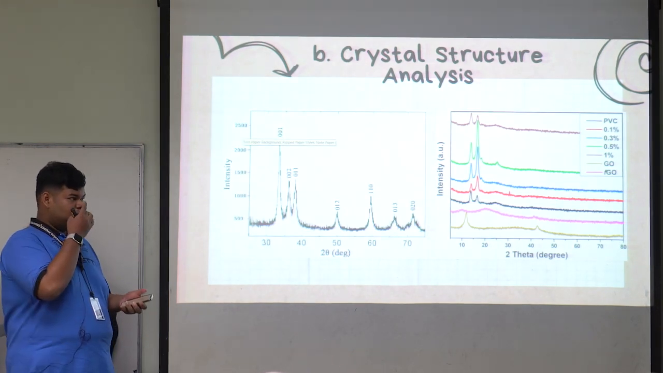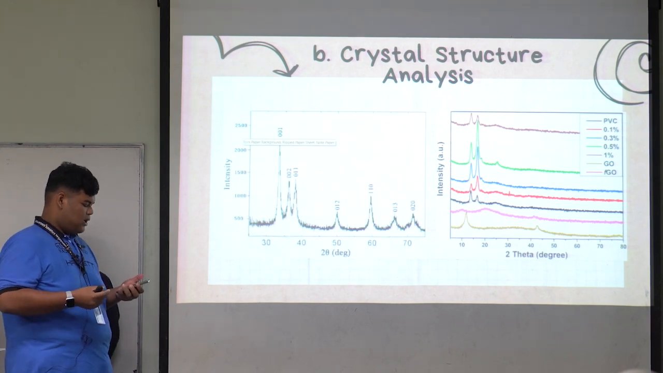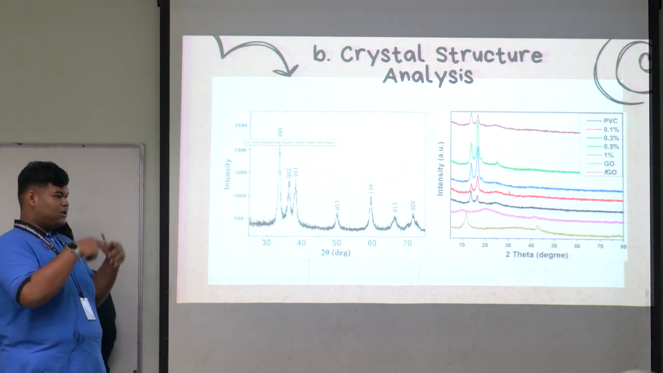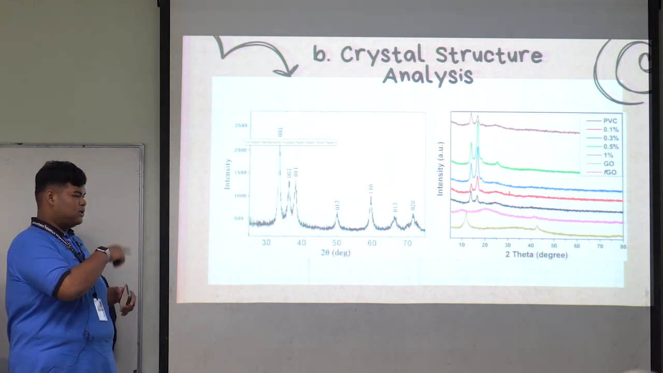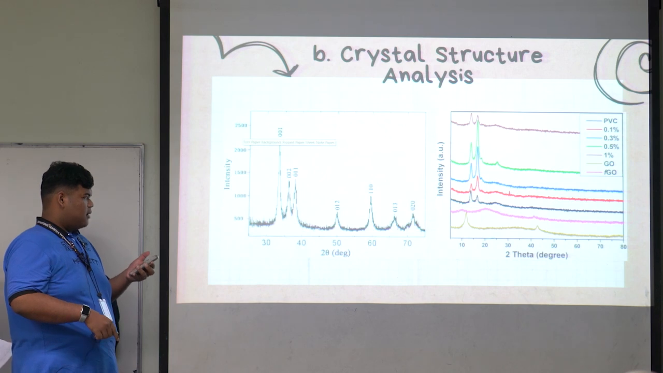The crystallite size is the dimension of the individual unit cell of the atom.